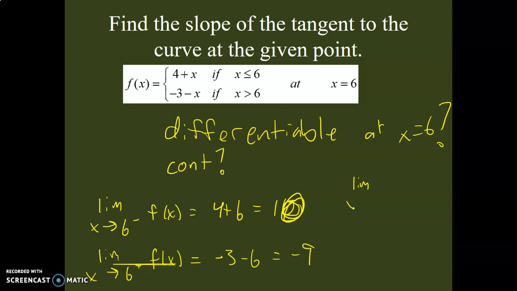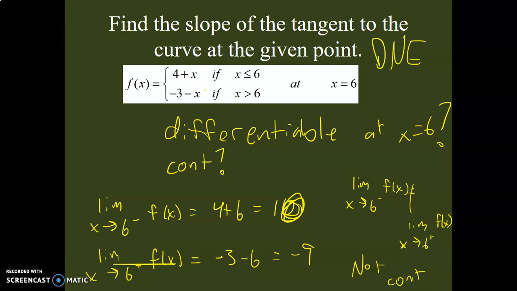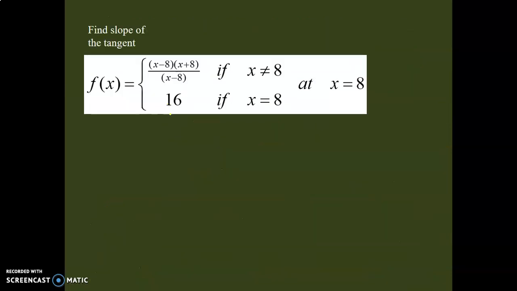Since the limit as x approaches 6 from the left of f of x does not equal the limit as x approaches 6 from the right of f of x, this is not continuous. If it's not continuous, it's not differentiable. So we can't find the slope of the tangent. So this does not exist. There's a jump discontinuity here, so we couldn't draw the slope of the tangent to the curve at 6 because there's a jump discontinuity. All right, let's look at another example.